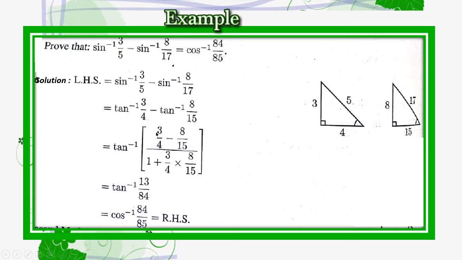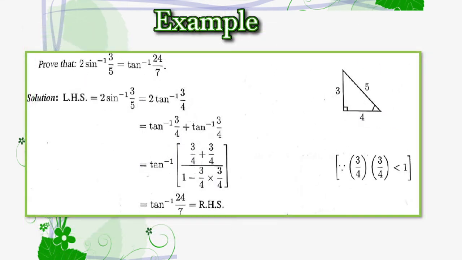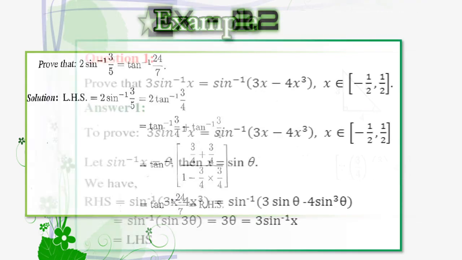Why are we doing this? Because we know one property which is applicable here, and the calculation will be simplified if we convert it into tan, and then later give the answer in cos. Here also, same way. So I hope you must have understood and you can try these examples yourself. Otherwise all the steps are clearly mentioned in the video.